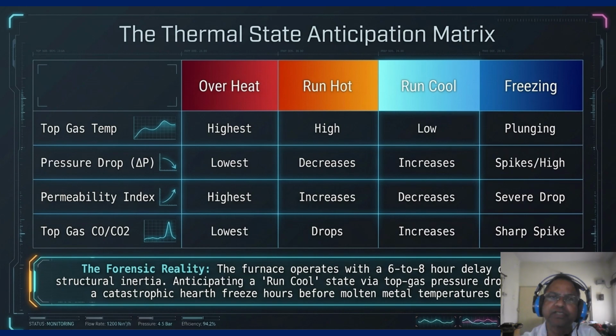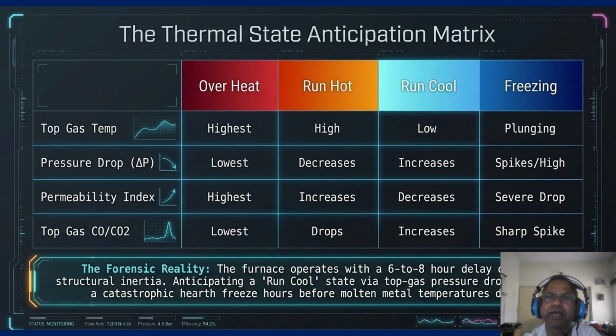As we move toward a freeze, top gas temperature changes, while the CO2 ratio shows a sharp spike. The most critical insight here is the 6 to 8 hours delay because of structural inertia. Your top gas will tell you the furnace is running cool hours before the molten metal temperature actually drops. So by monitoring the pressure drop and the permeability index shown in the table, you can prevent a catastrophic hearth freeze while the metal is still technically hot. So don't look at the taphole for thermal state, look at the top gas.